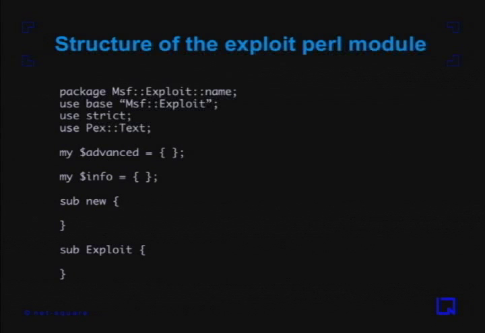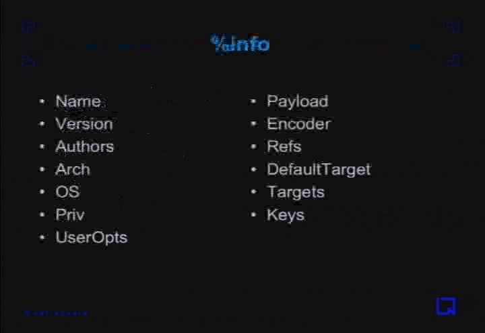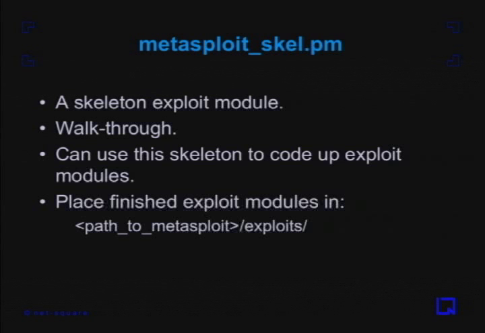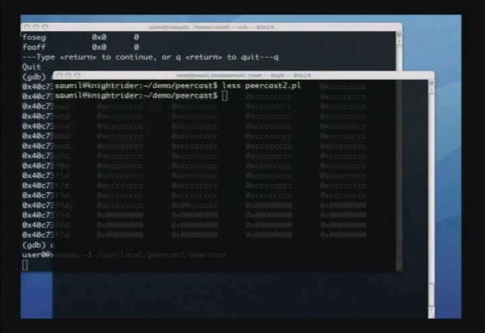The overall structure of this is you create a package, say package MSF exploit name, where you give a name to the module. You have to include the following lines like use base MSF exploit, use strict for Perl coding. PEX is the Perl extension routines, extended by Metasploit. In 3.0, you have REX, which is Ruby extension routines. Then you populate these two hashes, advanced and info, with stuff. You create your constructor, and then you have exploit code. Let me walk you through a skeleton Metasploit module. First the skeleton module, then we'll see the specific one for Peercast.